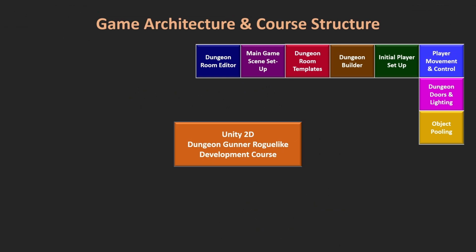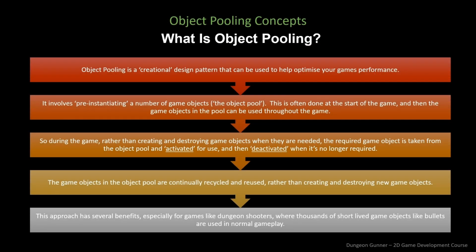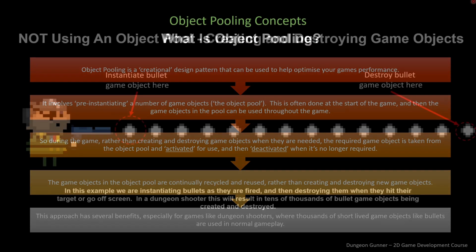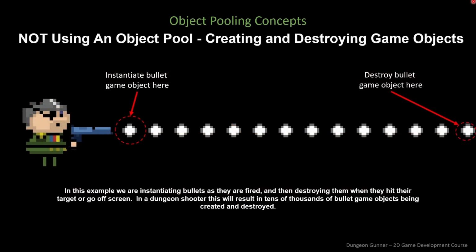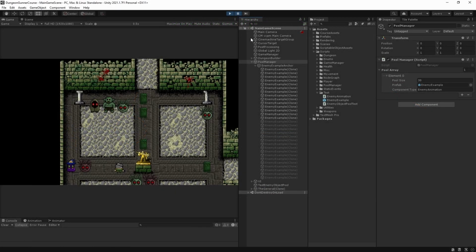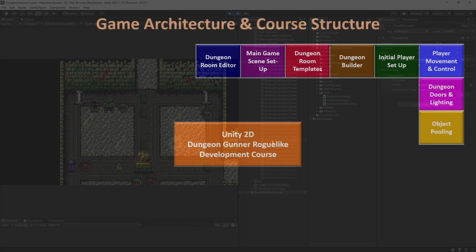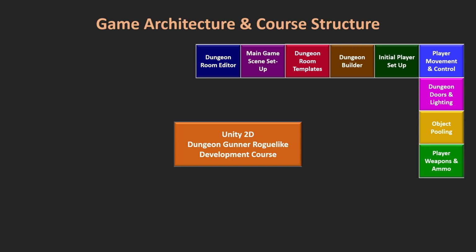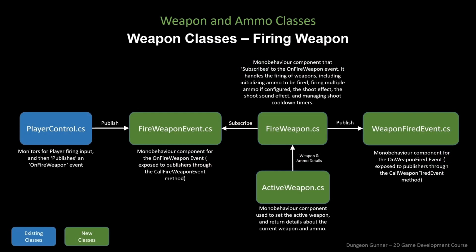In the object pooling section, we'll look at the concepts behind object pooling and how it can improve the performance of some games. We'll implement an object pool manager that we'll use throughout the course to pool prefabs that we want to reuse. In the player weapons and ammo section, we'll implement player weapons and ammo.